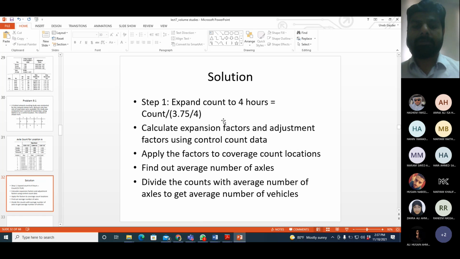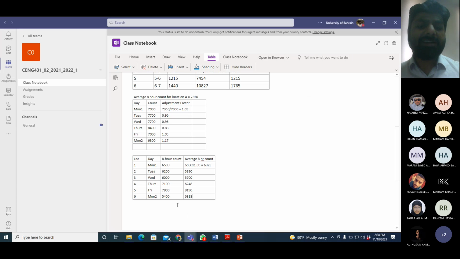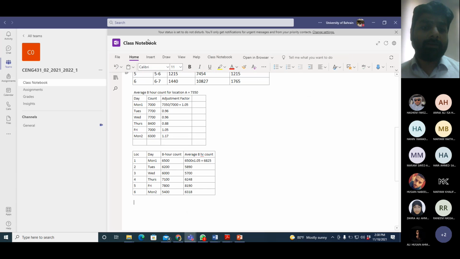Now, the steps for how to solve this example are given here. The first step is remove the gap. How do you remove the gap? Convert the 3 hour 45 minute counts to full 4 hour counts. How to do that? We have done it earlier as well, in lecture 4.